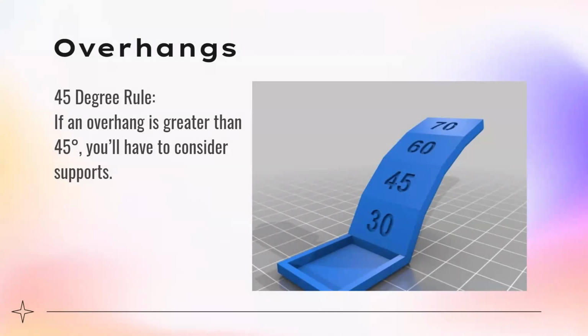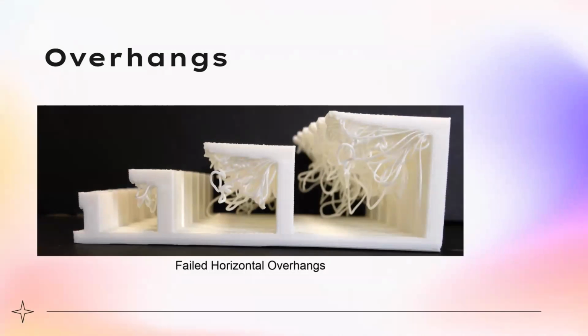When it comes to overhangs, follow the 45-degree rule. If an overhang is greater than 45 degrees, you have to consider supports. By supports, I mean supporting materials. This is a demo of failed horizontal overhangs, because there is no support material and a lot of overhang, 90 degrees, I think.